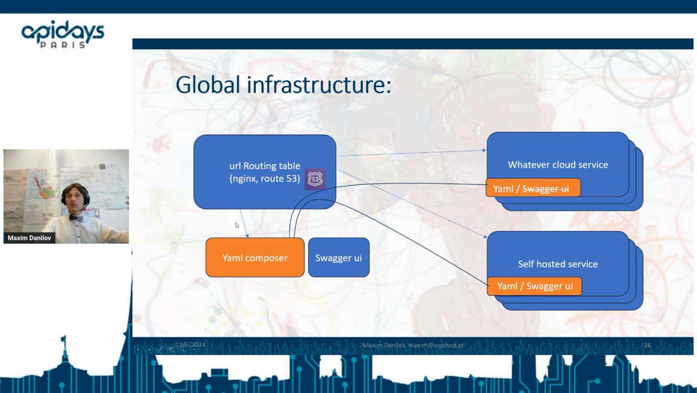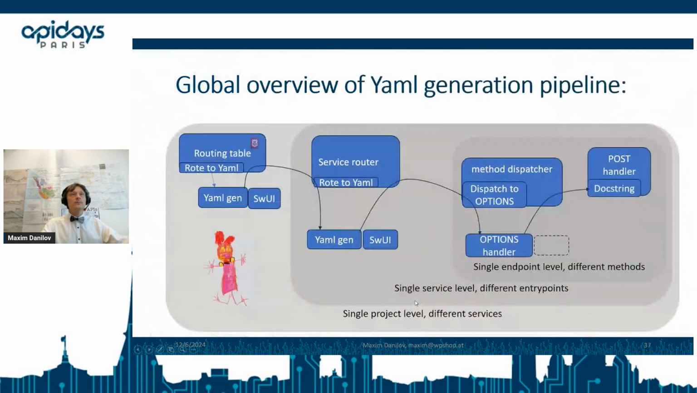Or for the whole structure. Important is the source of truth of URLs or redirects we have in the routing table by web server, or if it's placed on AWS, we have a route table. And this is the source of truth for the YAML composer to collect YAMLs from single services. And a global overview from the YAML generation pipeline.